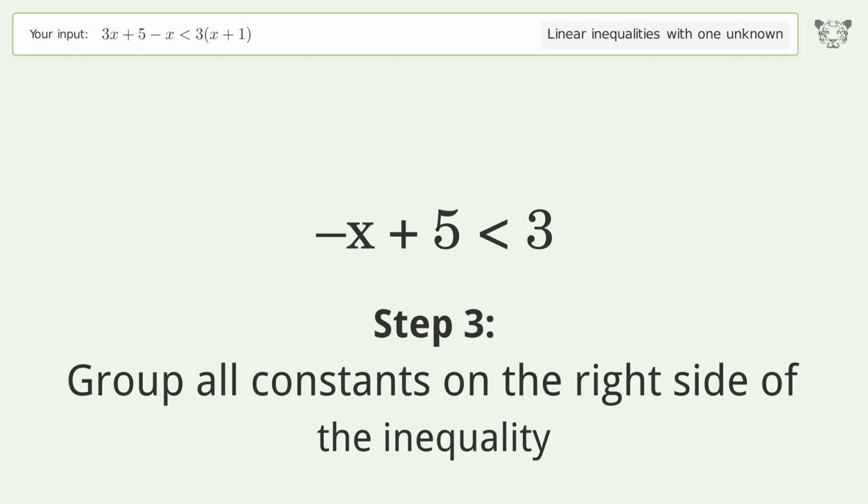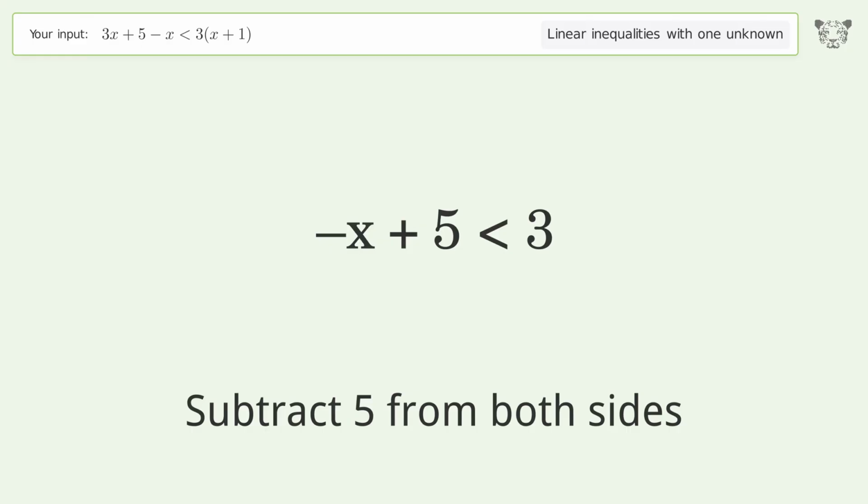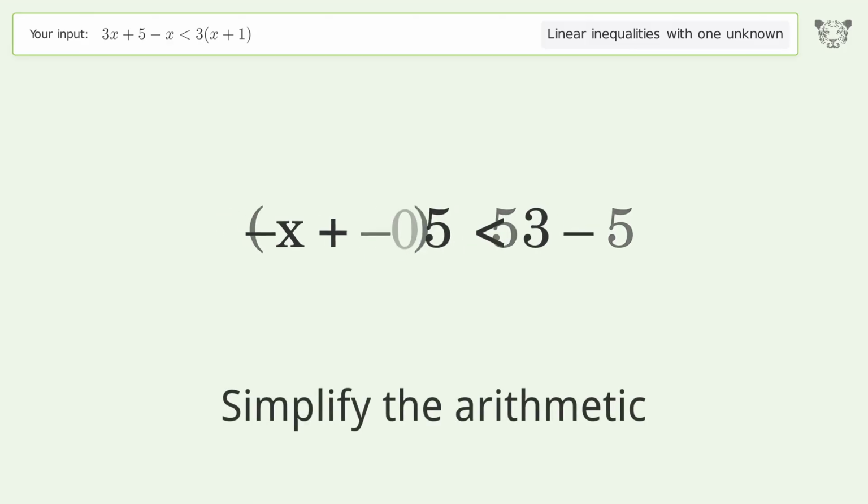Group all constants on the right side of the inequality. Subtract 5 from both sides. Simplify the arithmetic.